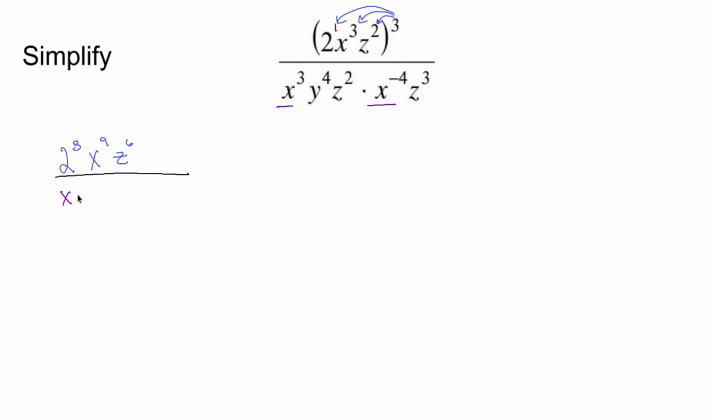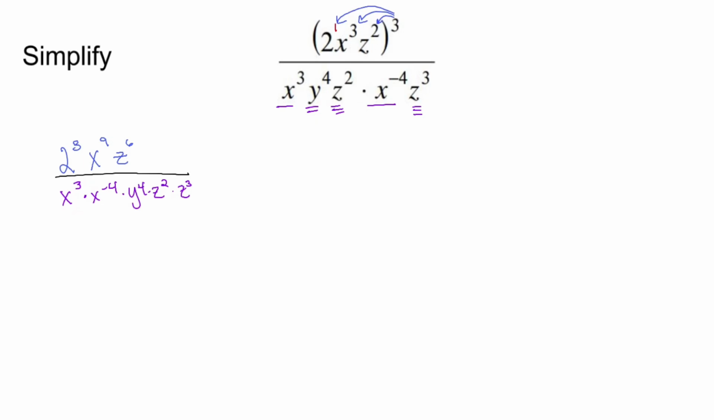Now downstairs in the denominator, I have x to the third and x to the negative fourth. Let's group those together. X to the third, x to the negative fourth, right? I have y to the fourth and nothing else like it, so y to the fourth. Z squared and z to the third, let's group those. Z squared, z to the third.